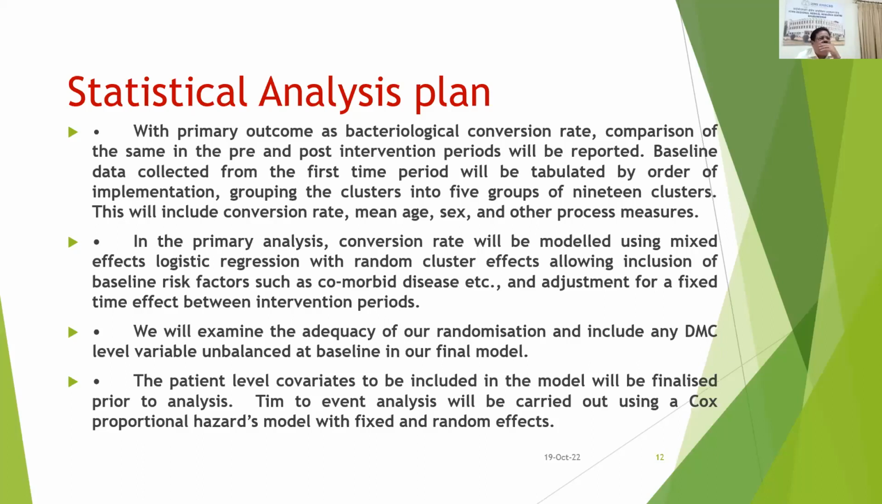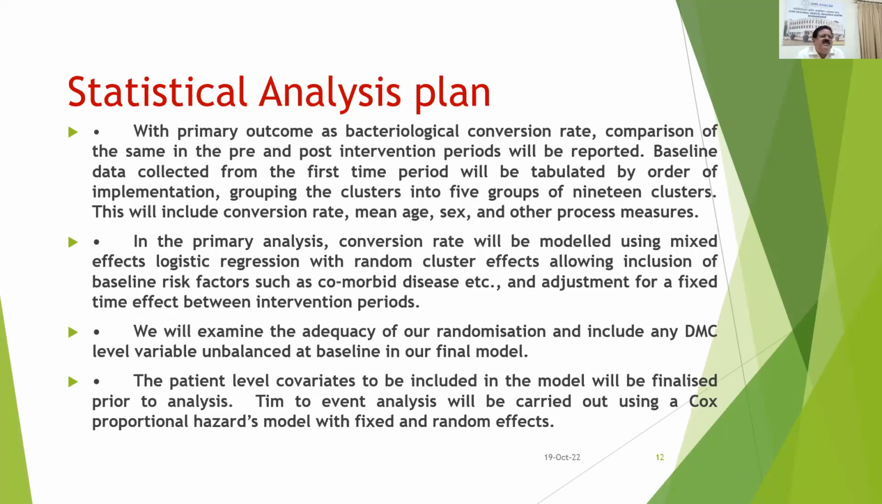The primary outcome is bacterial conversion rate. Comparison of the same in the pre and post intervention period will be reported. Baseline data collected from the first time period will be tabulated by order of implementation, grouping the clusters into 5 groups of 19 clusters. This will include conversion rate, mean age, sex, and other process measures.